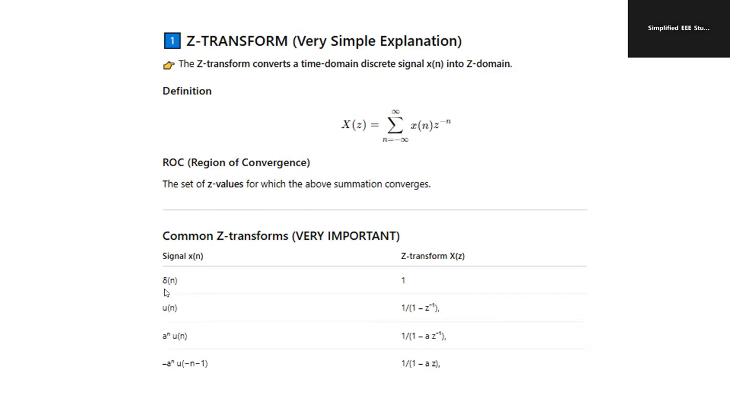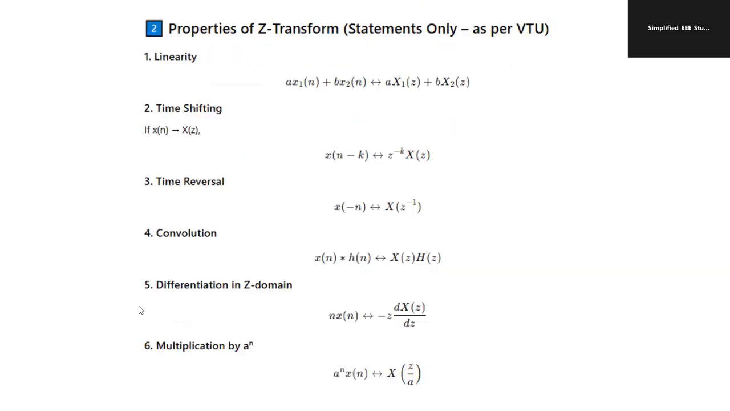What is the Z transform of delta of n? That is nothing but 1. Z transform of u of n is nothing but 1 by 1 minus z to the power minus 1. Z transform of a to the power n into u of n is equal to 1 by 1 minus a z to the power minus 1. Very important: minus a to the power n u of minus n minus 1 is equal to 1 by 1 minus a z to the power minus 1. These are the important formulas, and you can expect any one of them as a question in the university examination. I request everybody to remember these formulas. Even in the problem part, it will be helpful.